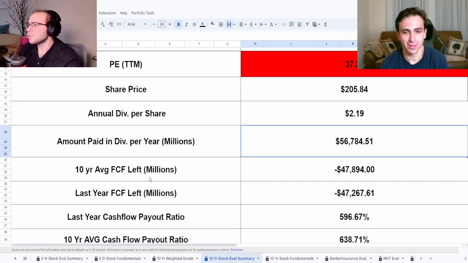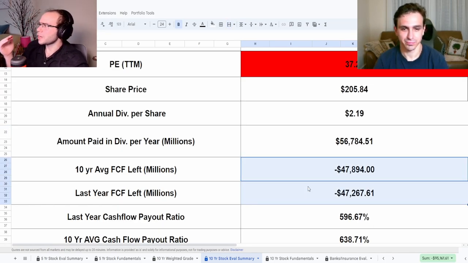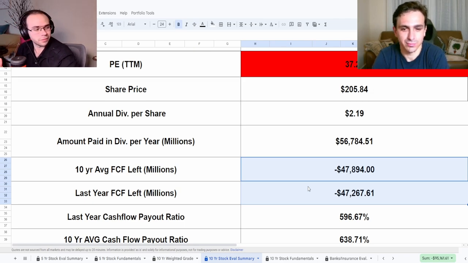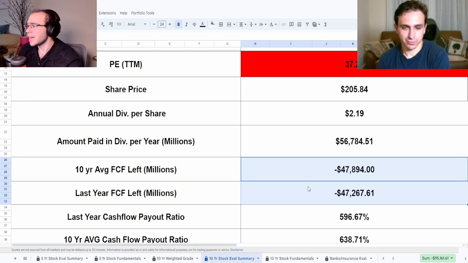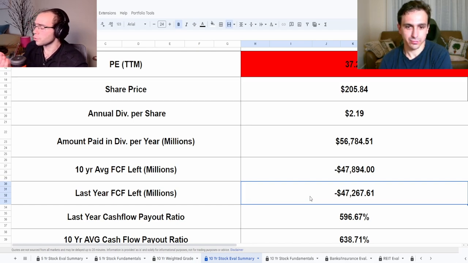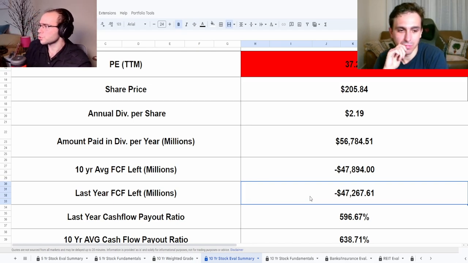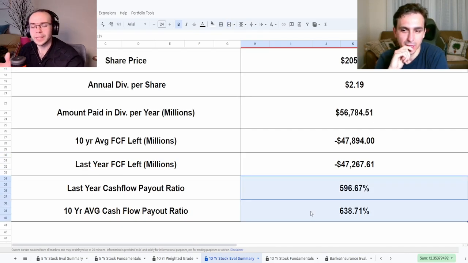Here's the thing, right? You look at the 10-year average free cash flow, subtract this amount paid in dividends, they're massively in the negative. And even for the last year's free cash flow, it's still in the negative by roughly the same kind of margin. I don't understand this, right?